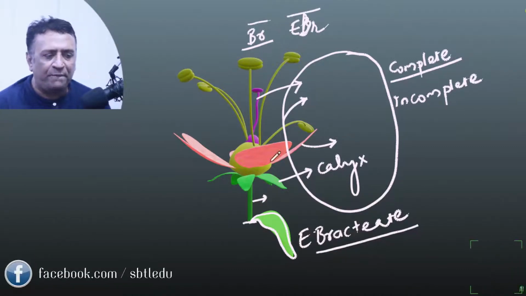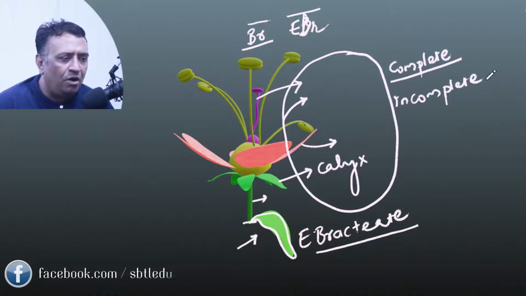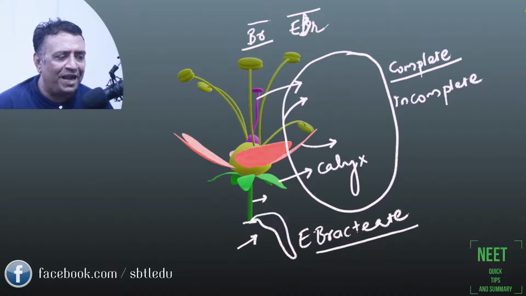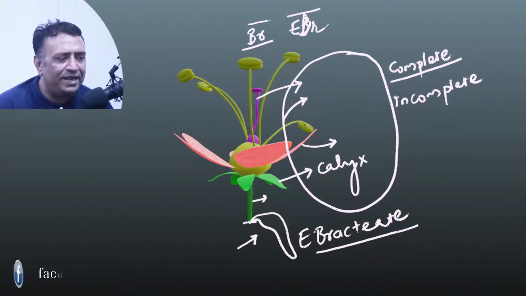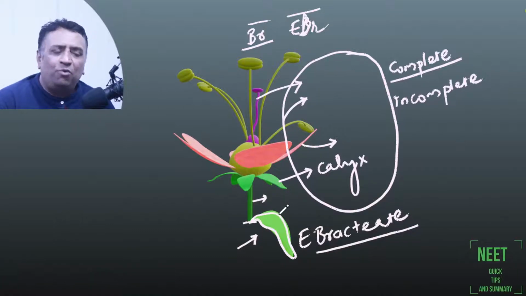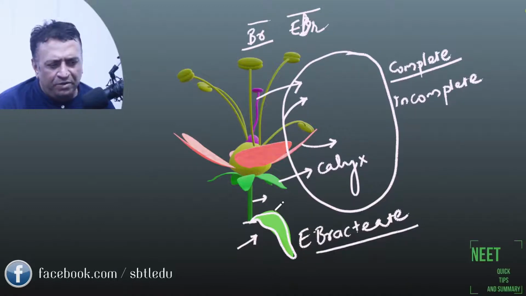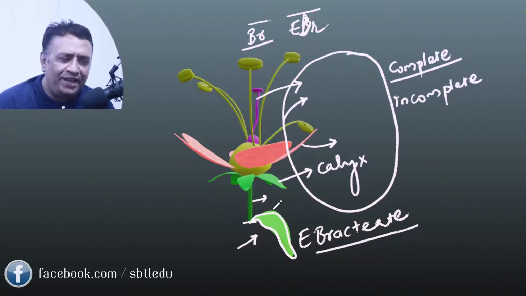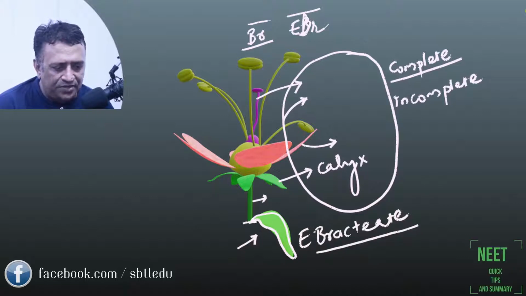Bracteate flowers and ebracteate flowers. There are two types depending upon presence of bract or absence of the bract. If the bract is present, it is called bracteate flower. If the bract is absent, then it is called ebracteate flower. These bracts are of a variety of different types. But before we go to that, I'll tell you one more similar structure that is found in angiosperms, and let's go to that first.